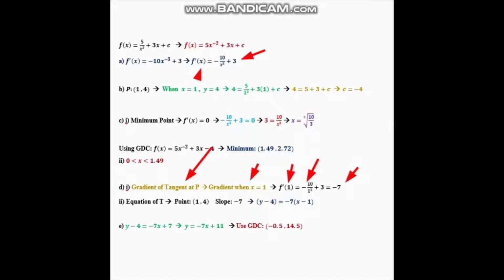Since this is a show that question, you cannot use the GDC function to simply obtain the numerical slope without substituting x equals 1 into f dash of x.